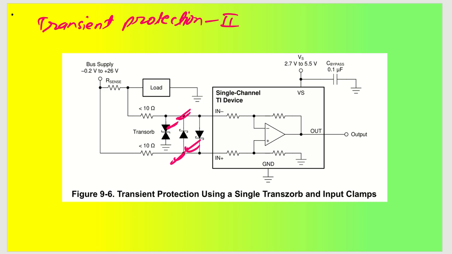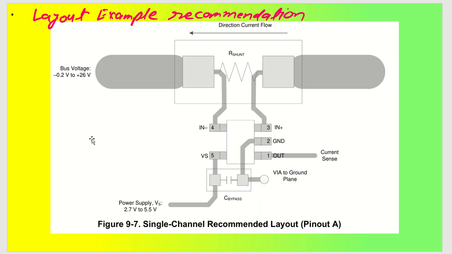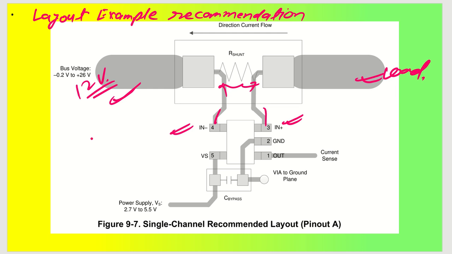hope you now have a good understanding about this particular current sense amplifier and how to design the circuit. Let us now close our discussion with the layout guidelines. In layout guidelines, we have the positive terminal of the current sense amplifier and the negative input terminal of the current sense amplifier. Between these two you can connect your R sense. Okay, and we have here input voltage which is, let's say, 12 volt, and we have this side as load. This is how it will be connected.